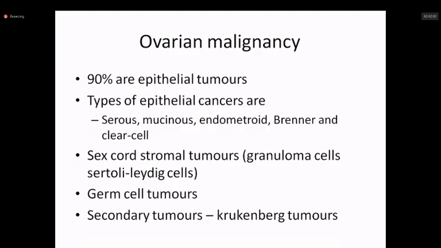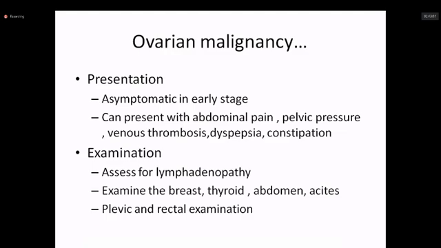So ovarian cancer, epithelial ovarian cancer, and these are the different varieties. There are serous tumors, mucinous tumors. I told you about epithelial, endometrioid tumors, brain tumors, and clear cell cancer. Okay. And then how do they present?